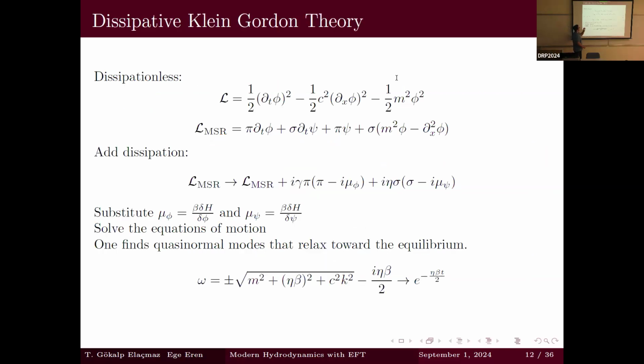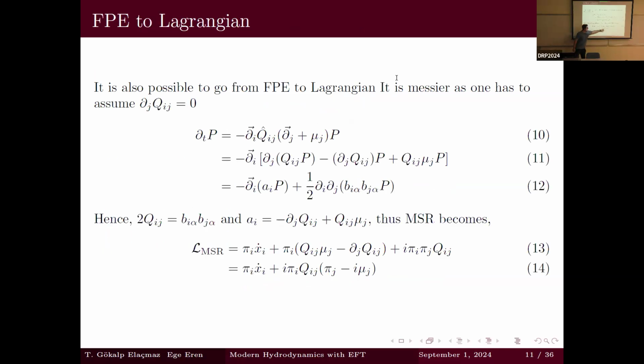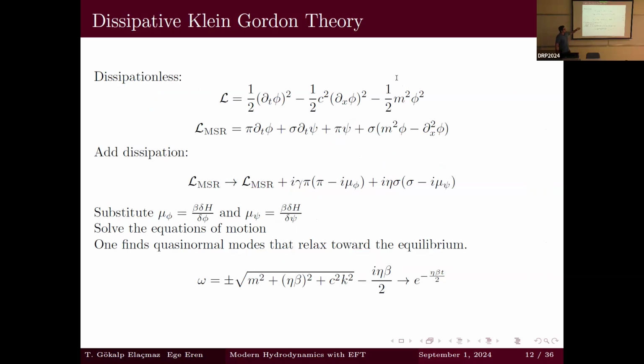An example of this is the dissipative Klein-Gordon theory, which is used a lot in QFT formalism. We can get the MSR Lagrangian first by using some Poisson brackets, and then we can add dissipation and noise at the same time. That's what we introduced. This was the term we had before, as you can see here. We only take Q_ij to be constants, and then using these Hamiltonians, we can get the mu's. And then when we solve these systems, we get that it relaxes towards an equilibrium because of this term right here.